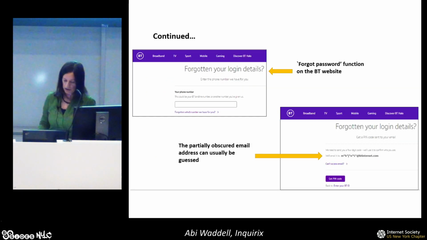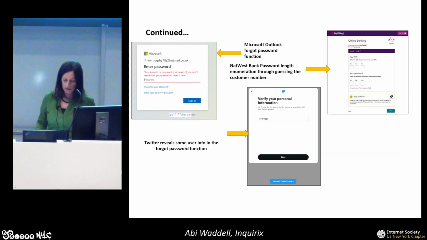And the same method can be used on the UK's British Telecom website. Only a username or phone number can be guessed here to get the redacted information. Likewise, Microsoft Office provides this kind of user data, and it's a useful source as it appears most of the world's computer users have a Microsoft account. Twitter reveals user data in the forgot password function, and here is one of the UK's main banks providing clues as to the length of the user's password.